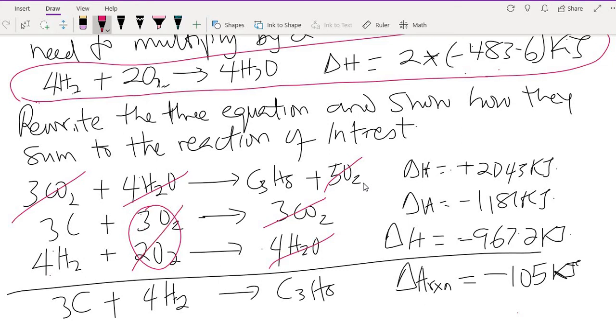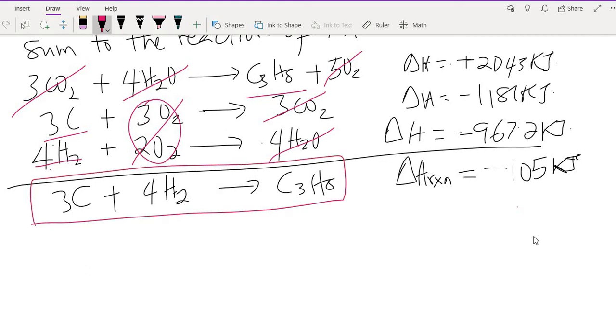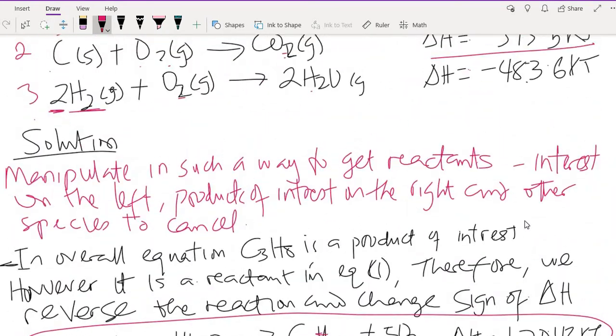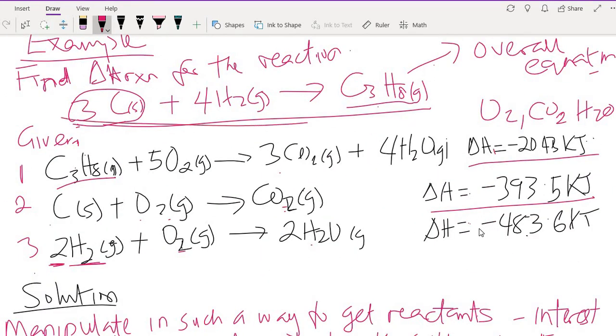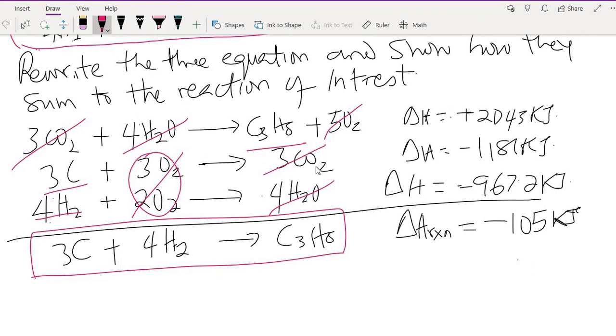So we are left with 3 moles of carbon and 4 of hydrogen in our reactant. We bring down, and on the product side, the only thing that we have is C3H8. So this equation is now a representative of the overall equation that we are given here, right? So this gives us the permission to add all this heat of reaction for each of these steps together.